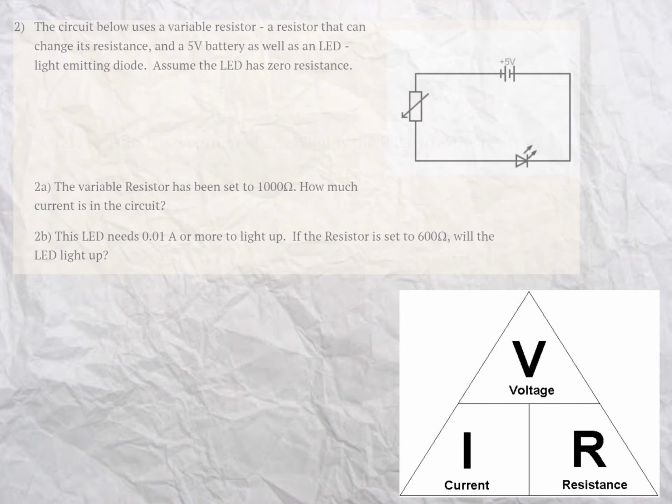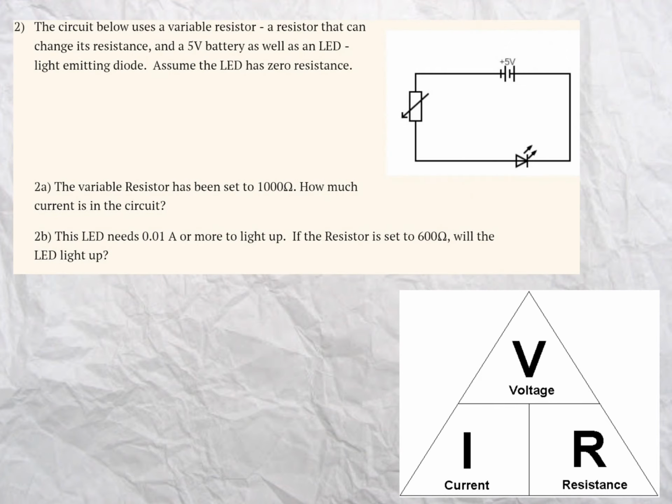So the circuit below uses a variable resistor, a resistor that can change its resistance, and a 5-volt battery as well as an LED, a light-emitting diode. Assuming the LED and battery have 0 resistance, there's a little picture of it, the variable resistor has been set to 1000 ohms. How much current is in the circuit? And the LED needs 0.1 amps or more to light up. If the resistor is set to 600 ohms, will the LED light up?